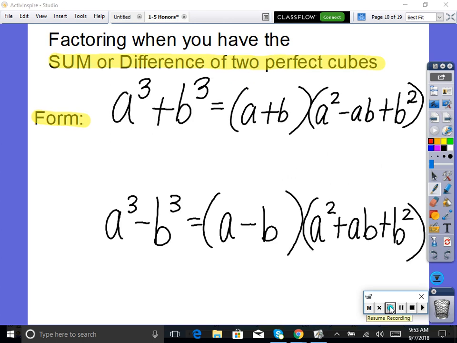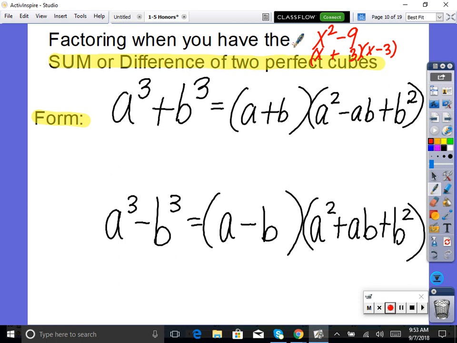Okay, so now we're going to learn how to factor two perfect cubes. We know how to factor two perfect squares. Perfect squares meaning if I take the square root of that, I get x, and the square root of that, I get 3. And then wouldn't this factor to be x plus 3, x minus 3? Yes. That's factoring two perfect squares.